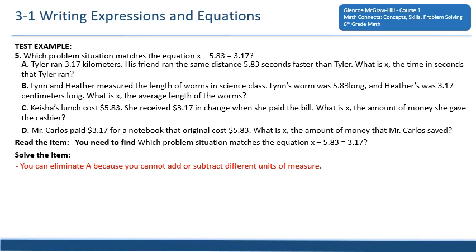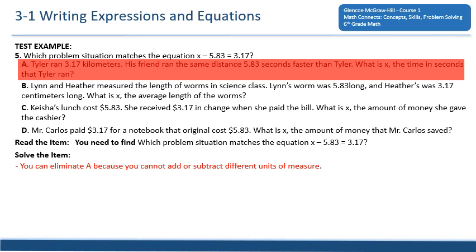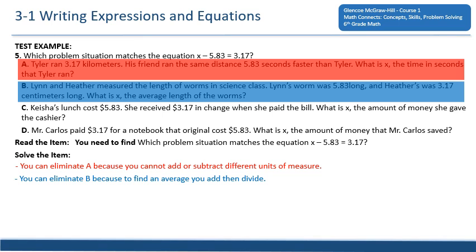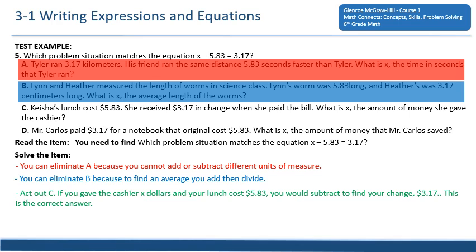We can't add or subtract those, right? We can do other things, which we're not going to get into now. So that one is wrong. And we can eliminate B because to find an average, you add then divide. So we wouldn't subtract and be done with it. So B is not the answer.